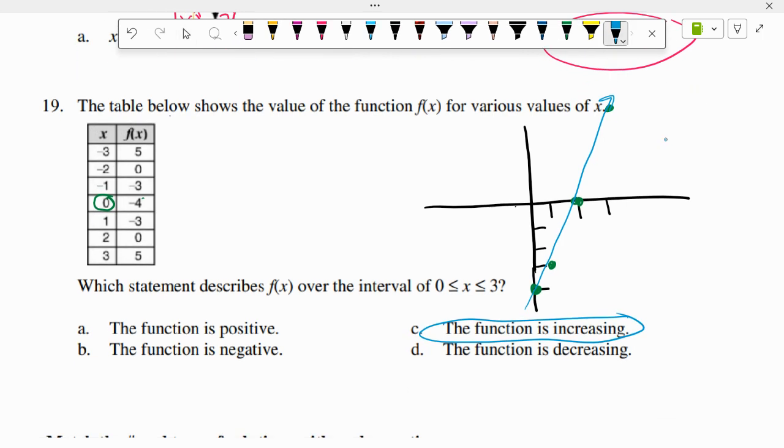What does it mean by the function is positive or negative? We had a question like this in our homework. Remember, positive means it lies above the x-axis. Negative means it lies below the x-axis. Okay.